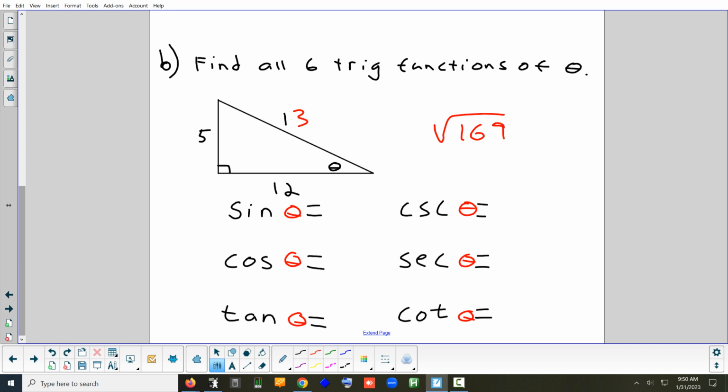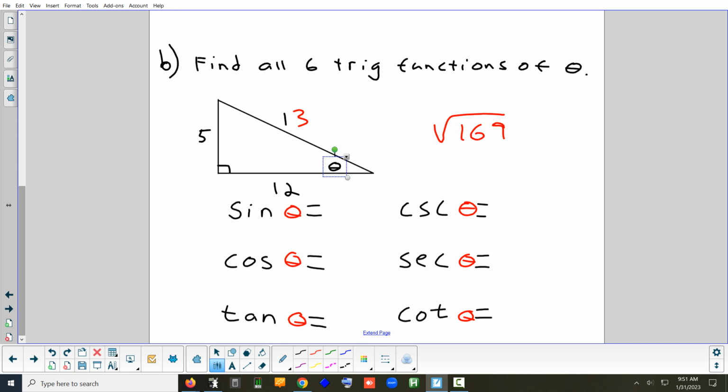That is called a Pythagorean triple. A Pythagorean triple is when you have a right triangle and none of the sides are decimals. 5, 12, 13 is one. 3, 4, and 5 is another. There's millions of them. But that's one. And the nice thing about a Pythagorean triple is you do not have to worry about any square roots.